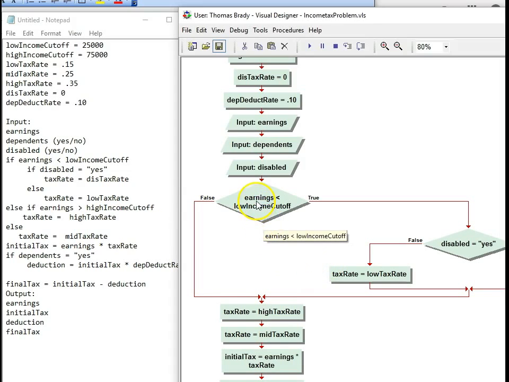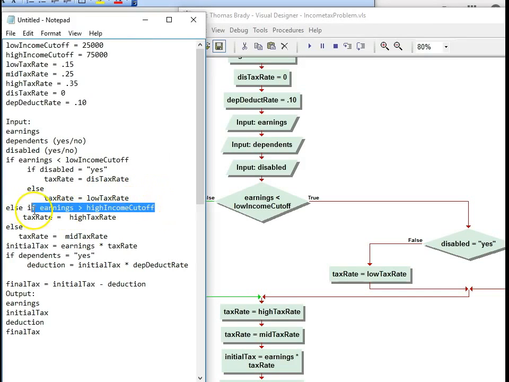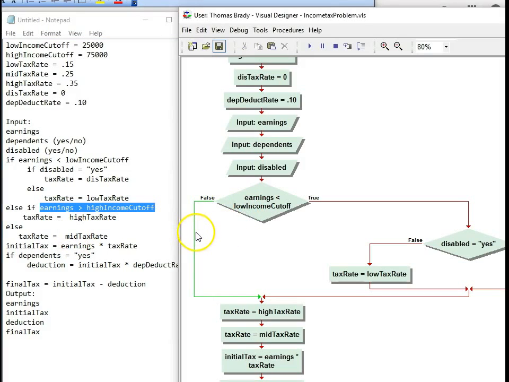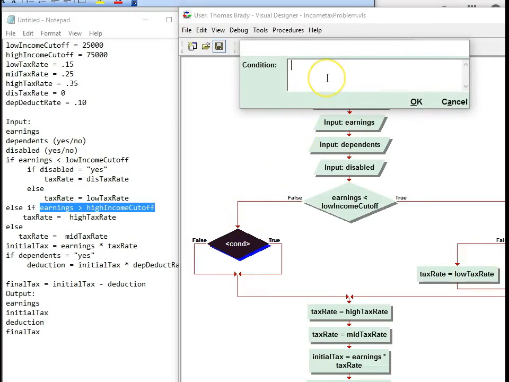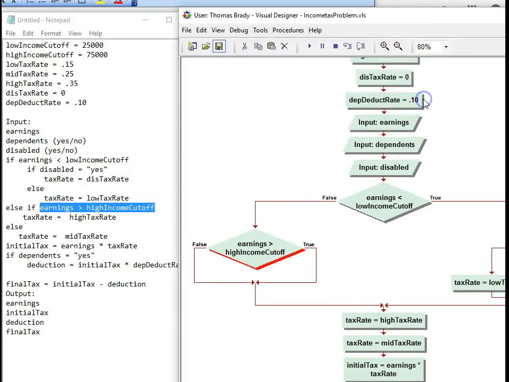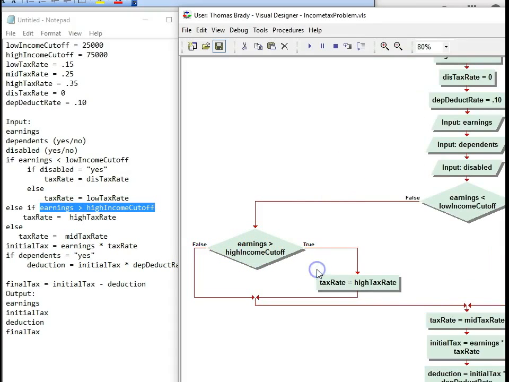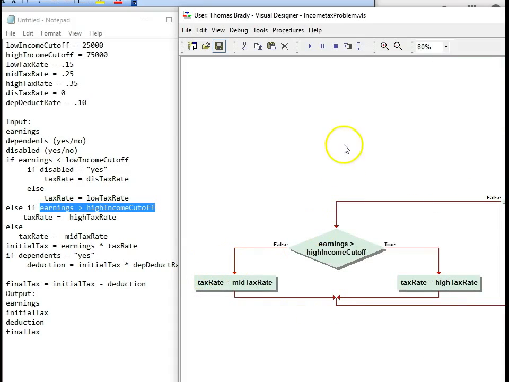Right? And then if the earnings are not less than that, then we go here and it's else if. So we have another decision to make. So I'll go ahead and copy this. Create another decision here. Paste it in. So that's the next one. If that's true, then they pay the high tax rate. So that's if earnings are greater than the high cutoff, then it's this tax rate. Other than that, it's this tax rate. So that's all done.